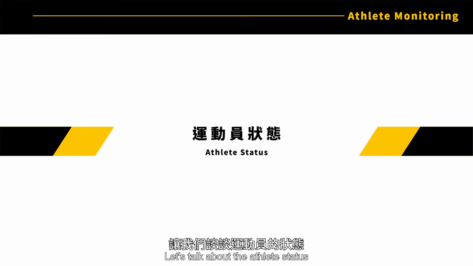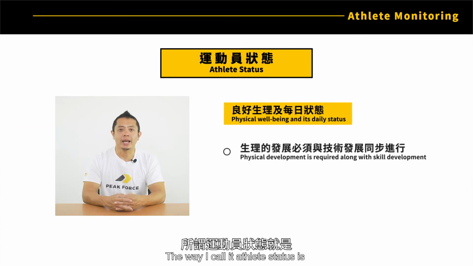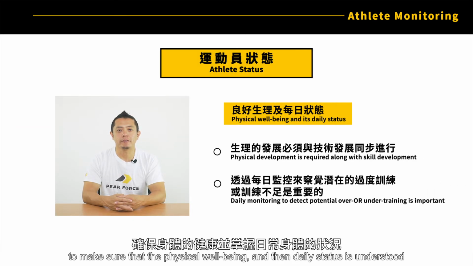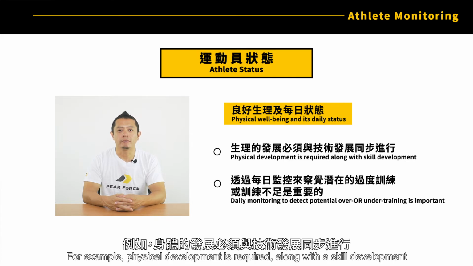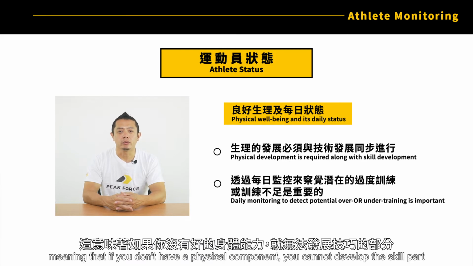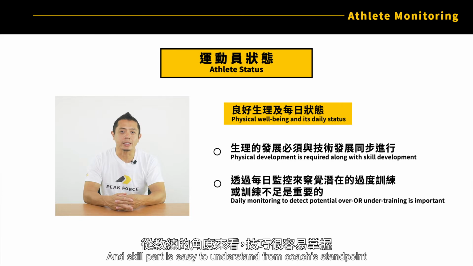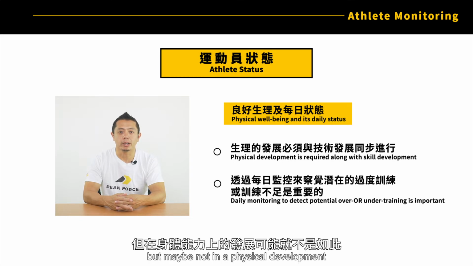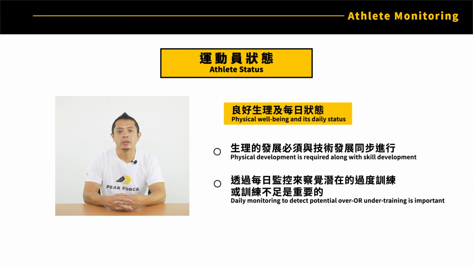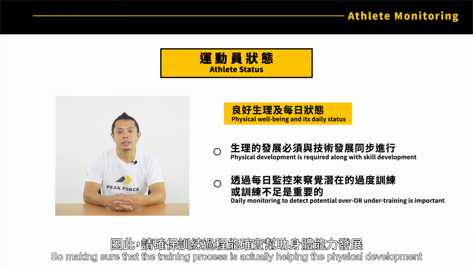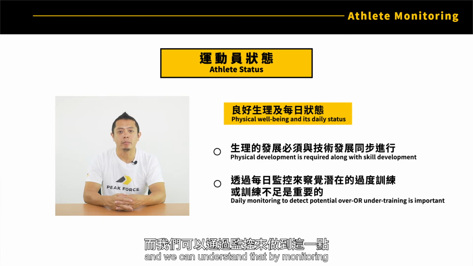Let's talk about the athlete status. The way I call it athlete status is to make sure that the physical well-being and daily status is understood. For example, the physical development is required along with the skill development, meaning that if you don't have a physical component, you cannot develop the skill part. And the skill part is easy to understand from the coach's standpoint, but maybe not the physical development. So we make sure that the training process is actually helping the physical development, and we can understand that by monitoring.